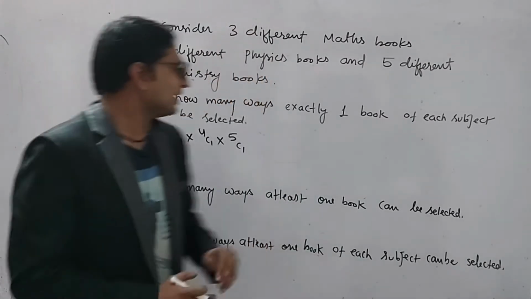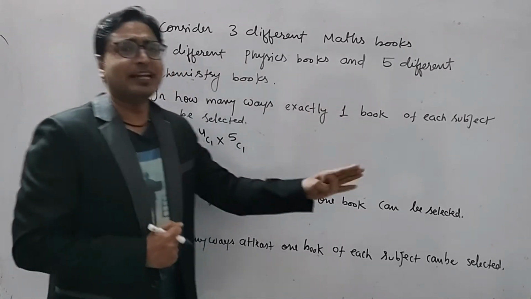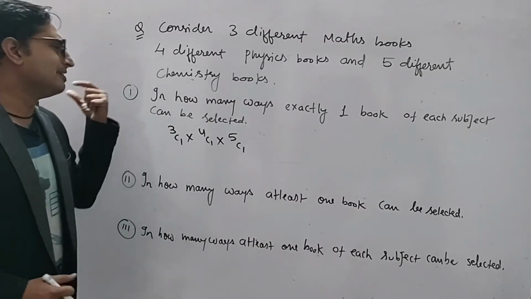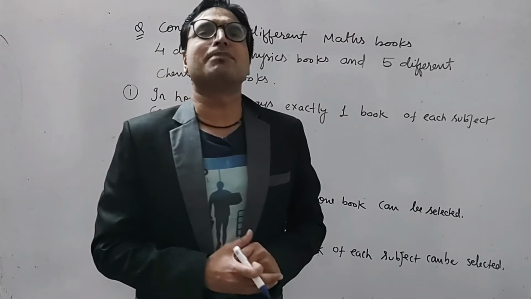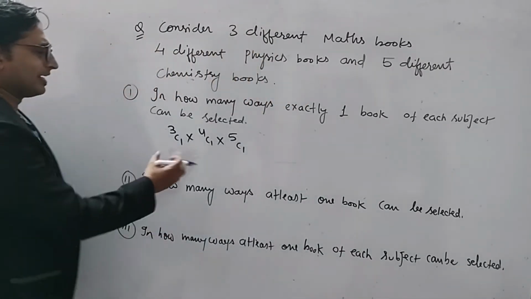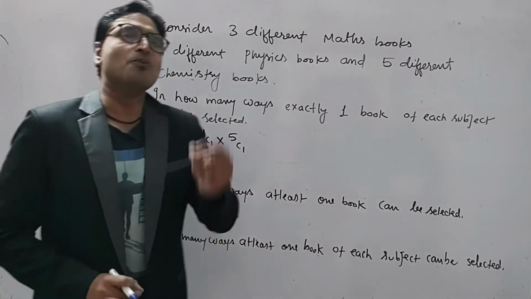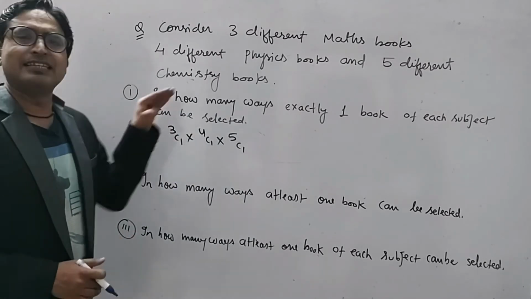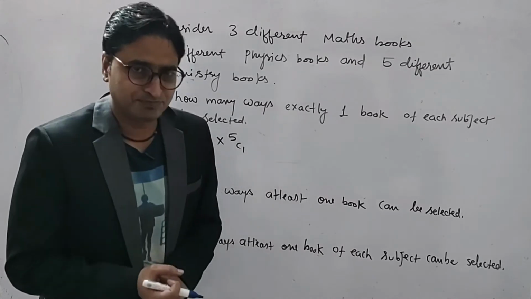Okay, so you can see you have to select exactly one book of each subject. So the total number of ways will be 3C1, 4C1, 5C1, and instead of using this combination, you can also use the multiplication principle that I have told you in the basic problems. So you can use the multiplication principle, 3 into 4 into 5. Okay, or you can use the combination concept nCr, 3C1 into 4C1 into 5C1.